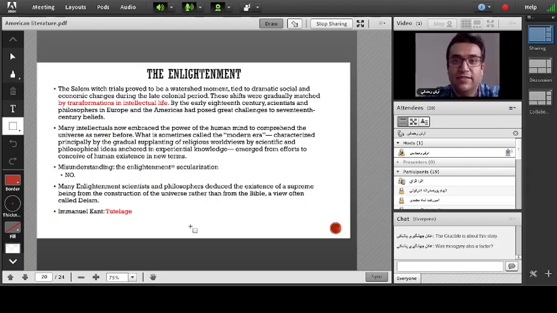The other important global event that happened in this period, which was very, very influential, not only in Europe, but also in America, was the Enlightenment movement. Now, we usually know the Enlightenment as the Age of Reason.